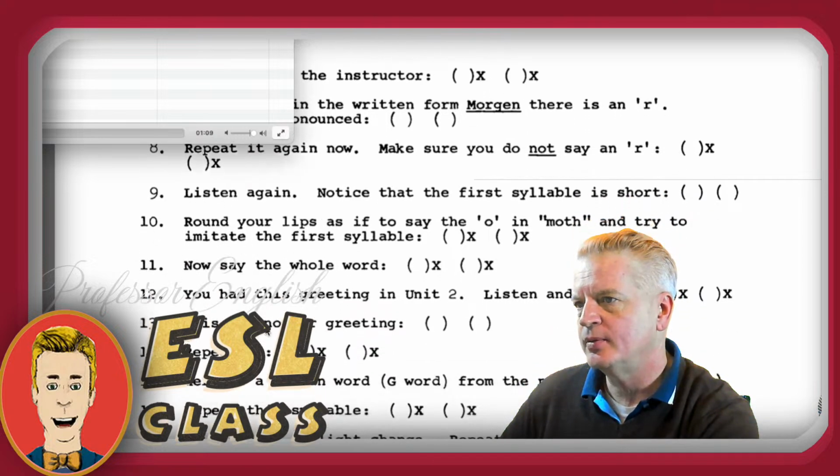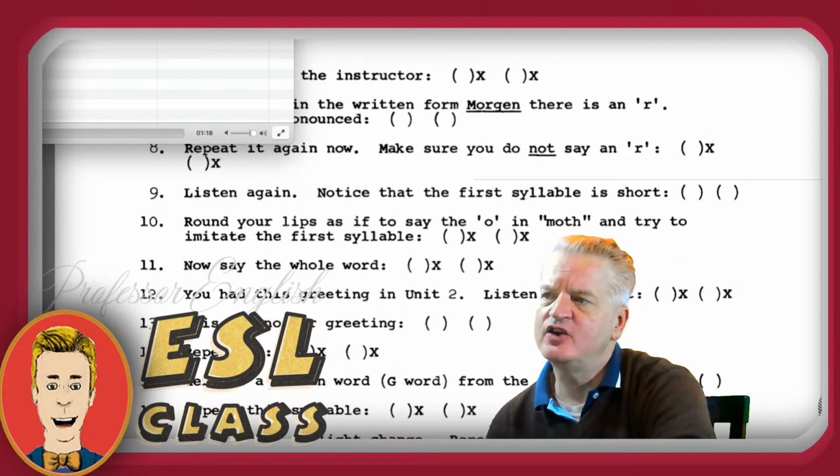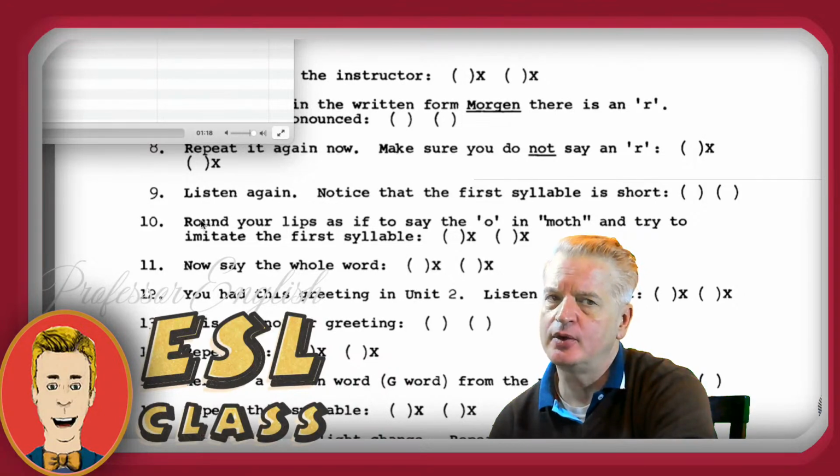9. Listen again. Notice that the first syllable is short. More. More. 10. More. Round your lips as if to say O in moth, and then try to imitate the first syllable. More, more, morgen.